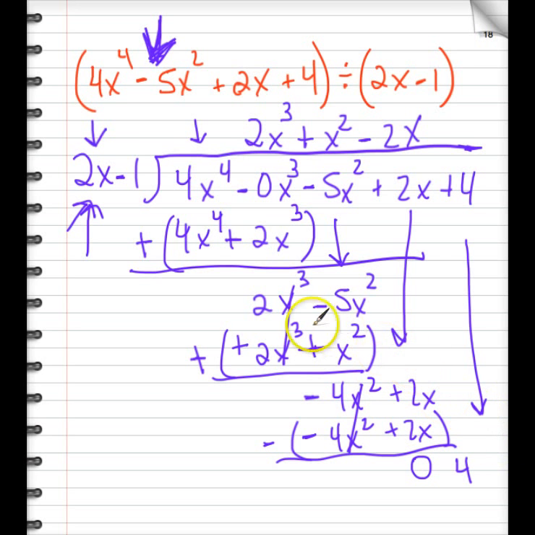Okay? 2x times what will give me 4? Well, you can't do that because you're not comparing like powers. So at this point, since there's nothing left to bring down, 4 is your remainder. So again, much like old school division, to express your remainder, you add the remainder 4 as a fraction over the divisor, which is 2x minus 1.